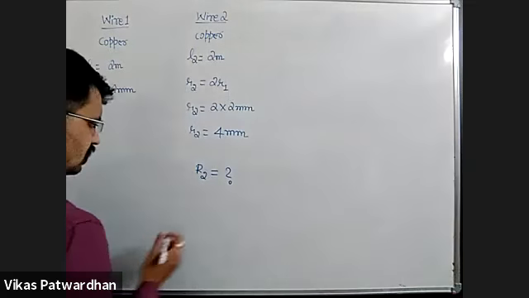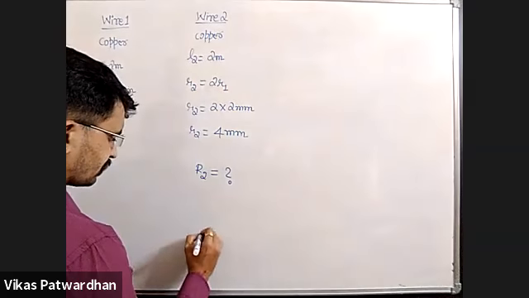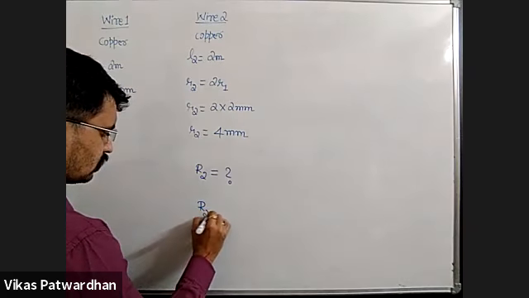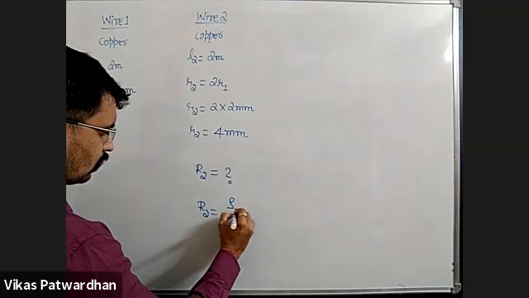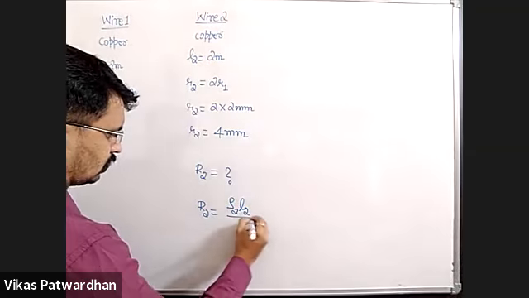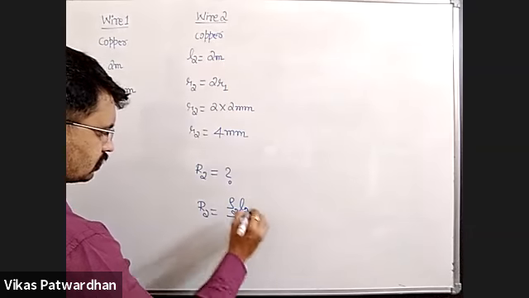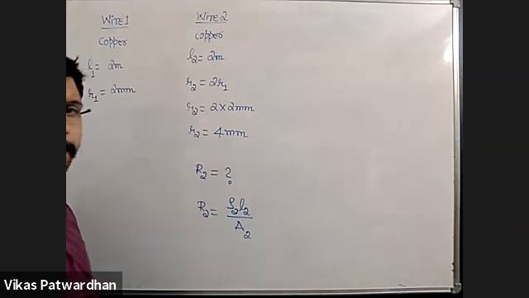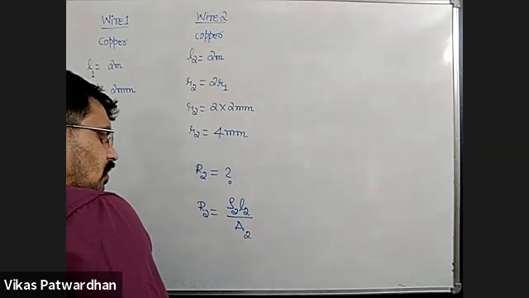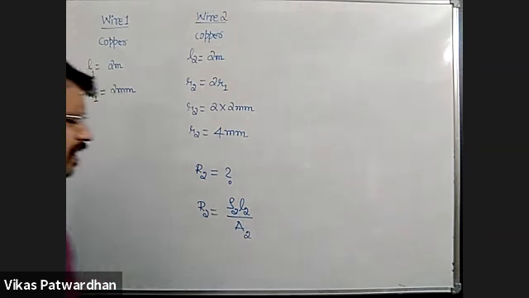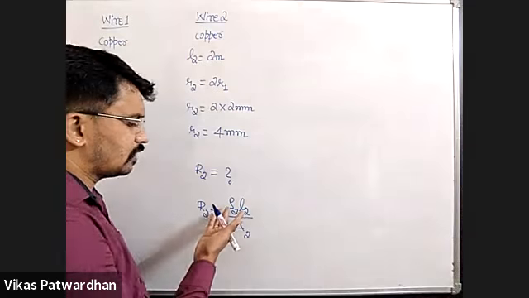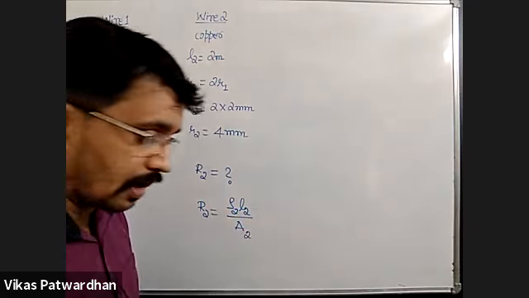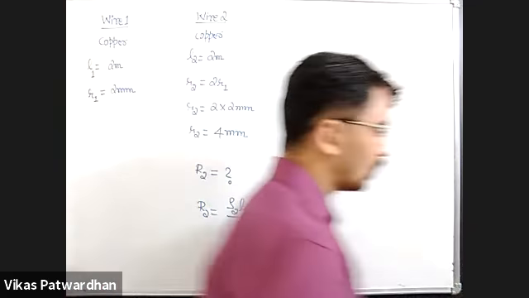See, how to find out the resistance of the second wire? Simple, sir. Write this formula. R2 is equal to rho 2 L2 divided by A2. R is equal to rho L by A. Correct. How to find the resistance with this? Sir, plug in every other value. I don't have the rho value. What to do? Sir, then this question is incomplete.